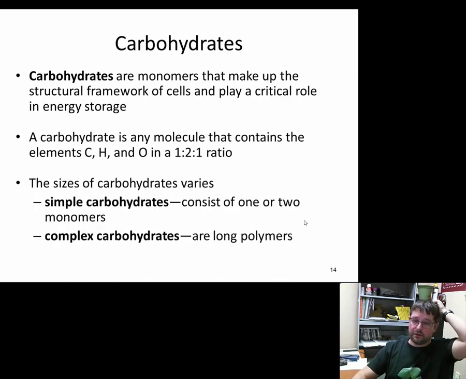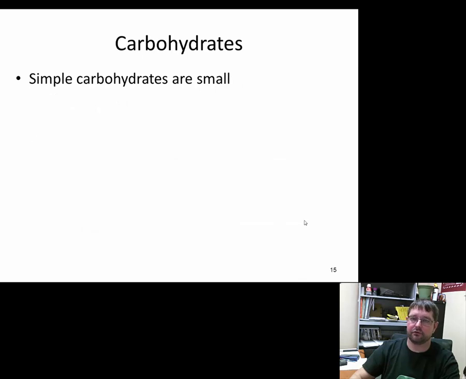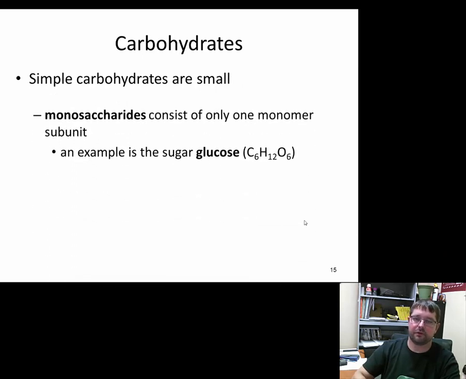Now, the interesting thing about carbohydrates is they come in many different forms, just like you have proteins in their primary, secondary, tertiary, and quaternary structures. Carbohydrate sizes vary mainly by whether they are simple carbohydrates, which might consist of 1 or 2 monomers, or complex carbohydrates, where there might be a long chain of multiple monomers. We'll look at it in a second. Simple carbohydrates are typically small, and small carbohydrates means fairly easy to break down.